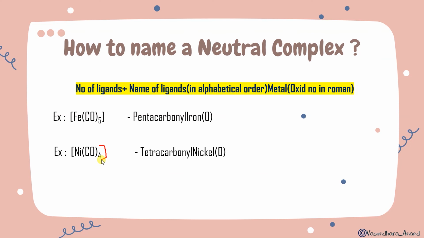So that's it for today's class. In the next class we will do Werner's concept: what is primary valency and secondary valency, what is coordination number and oxidation number, how they are different, and what is the relation between them. That we will do in the next video.